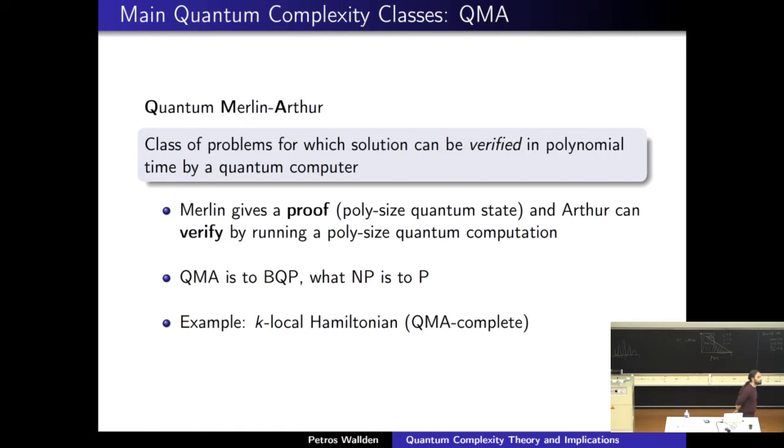Sorry? How is a poly-sized quantum state defined? Well, first of all, you need to have a polynomial number of qubits, basically. I see, so it needs to be polynomial in the input size. Yeah, it needs to be polynomial. So you cannot be given an exponential one.